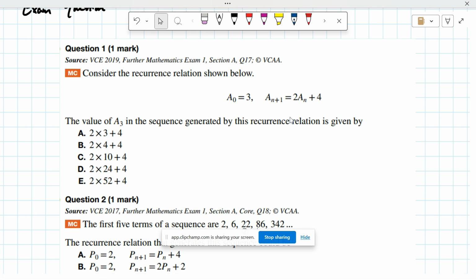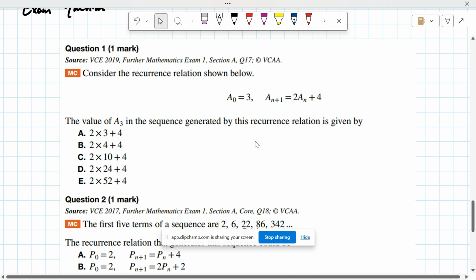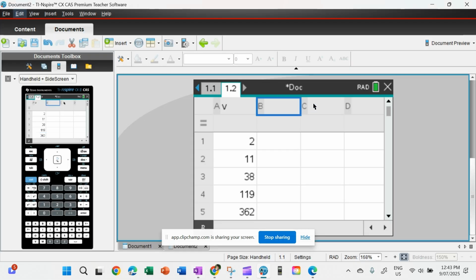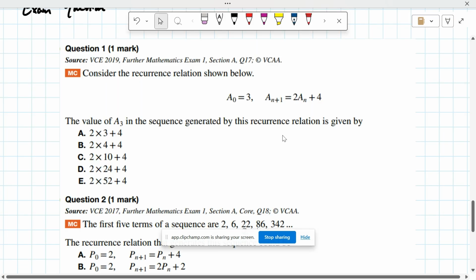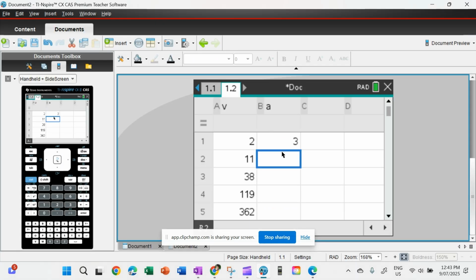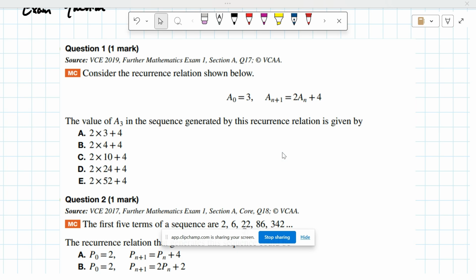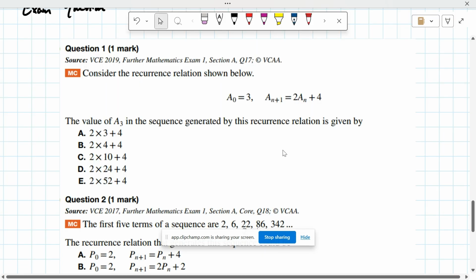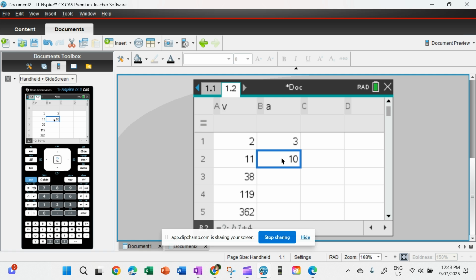0, 1, 2, 3. So now what we can do is just substitute the new terms. I say A, the first one, equal to 3. The second one equal to 2 times B1 and plus 4. So the next one equal to 10. And then because that's A1, right? So then we say fill.